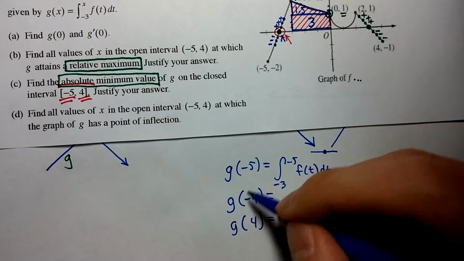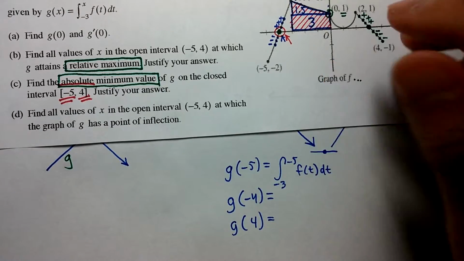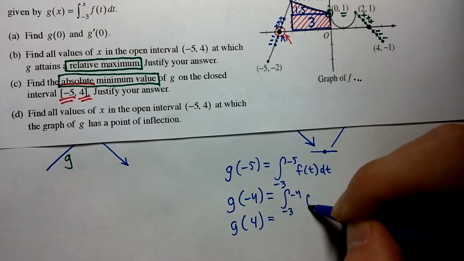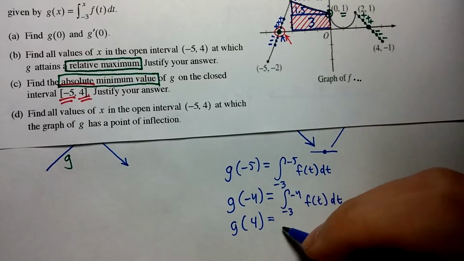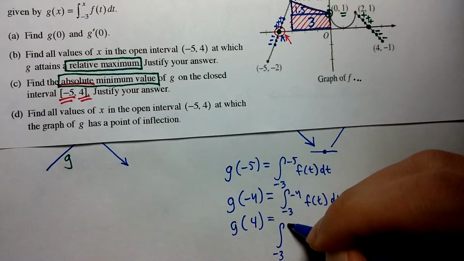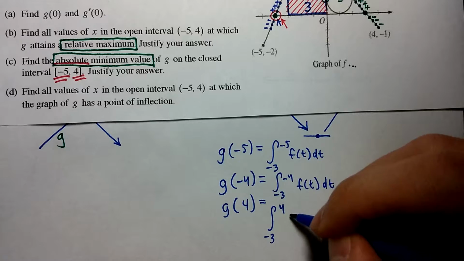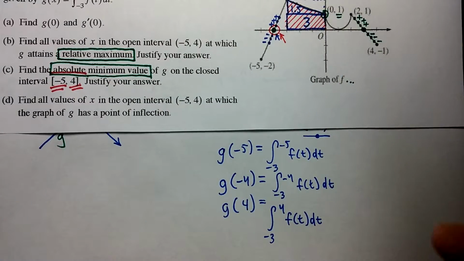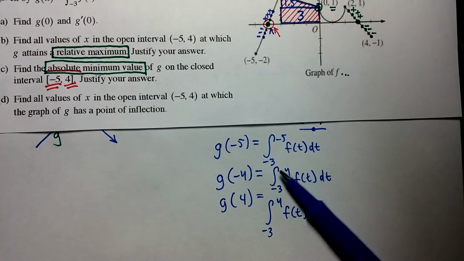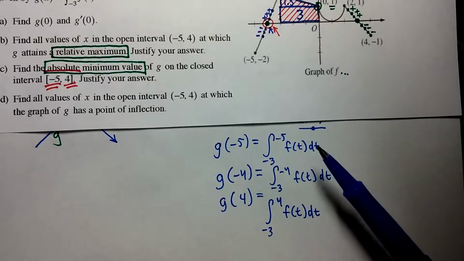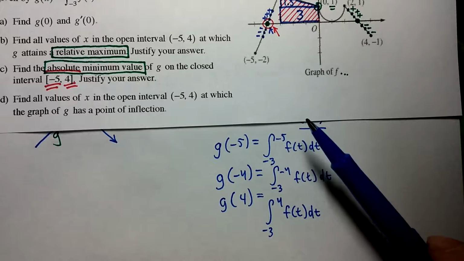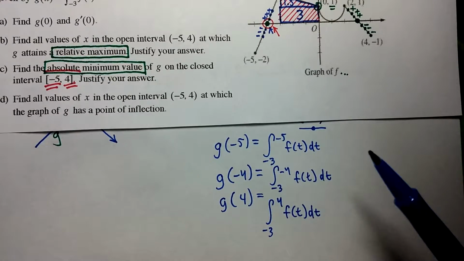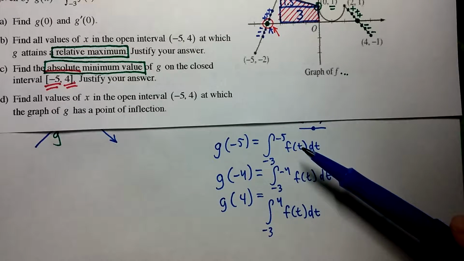Okay, let's just set all these up real quick. Again, these are all g's, which is the integral of the graph. We start at negative 3, now we're going to negative 4 of f of t dt. And then for the last one, negative 3 goes to positive 4 of f of t dt. Okay, we have to figure out which one of these gives us the smallest value, and that will be the absolute minimum value.